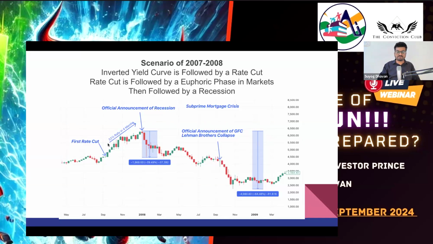So after 18th September, we will be seeing a ferocious bull run for maybe 3 to 4 months. And until the official announcement of recession happens, the markets will keep on climbing the walls of worry, like what happened in 2007-8. And after that, there will be a series of problems starting. Even during 2008, first the official announcement of recession happened, then the subprime crisis opened up, then later the official announcement of the global financial crisis and Lehman Brothers happened. So this phase was 9 to 10 months.